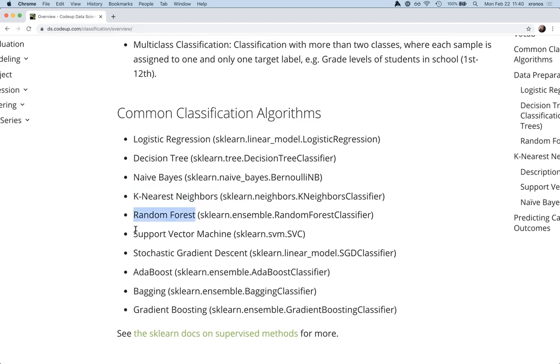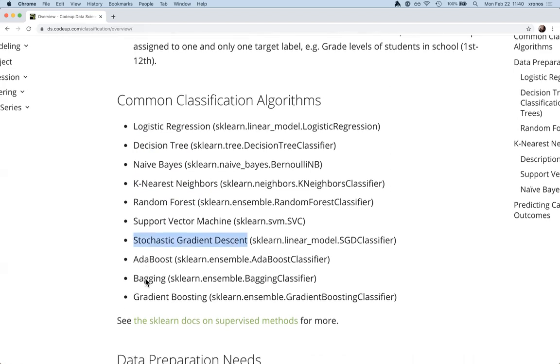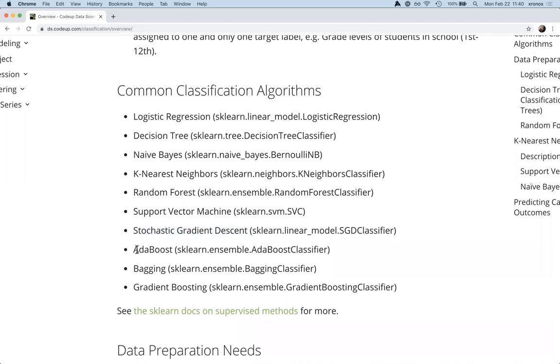And there's lots of other specific classification tools, like a support vector machine that's able to draw curves between spaces. Stochastic gradient descent is a mouthful, but that is another type of classification. And then we have some types of boosting algorithms like AdaBoost, bagging, and gradient boosting, which are ways of trying to juice your results a little bit.